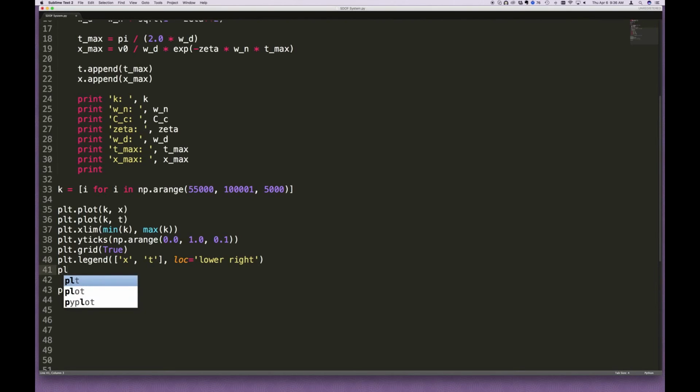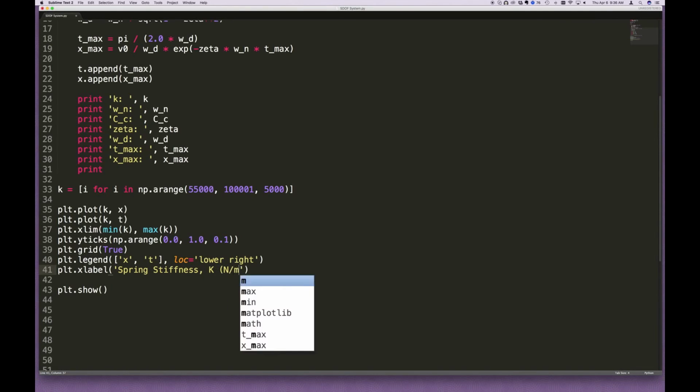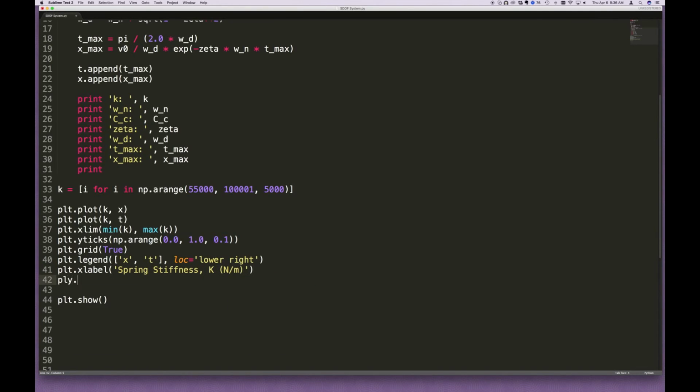Then finally just label the axes. So the x label is spring stiffness, which is k, and that's in units of newtons per meter. And then the y-axis would be the y label, the maximum displacement and corresponding time. So let's just write that out. Maximum displacement and corresponding time. Let me fix that typo. The displacement, of course, is in meters, and the corresponding time is in seconds.